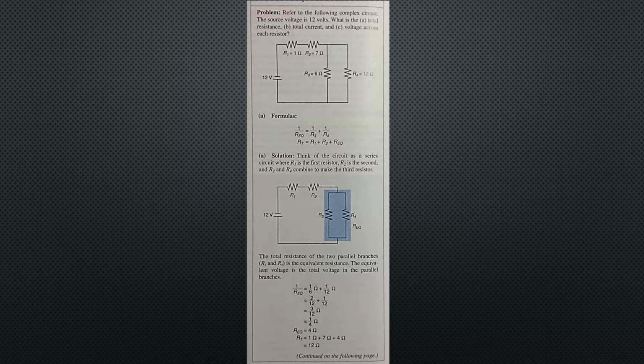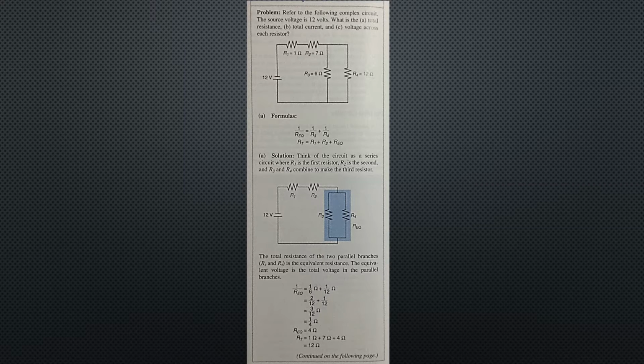Shown on the screen is sample problem 1-3. Refer to the following complex circuit. The source voltage is 12 volts. What is A, total resistance, B, total current, and C, voltage across each resistor?